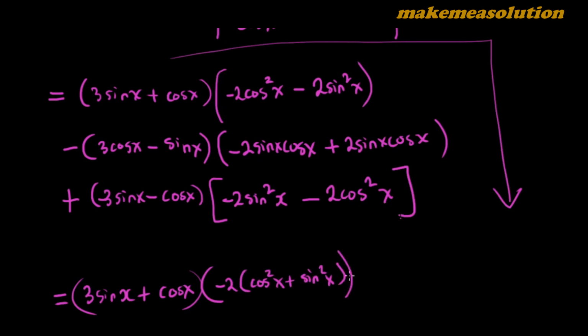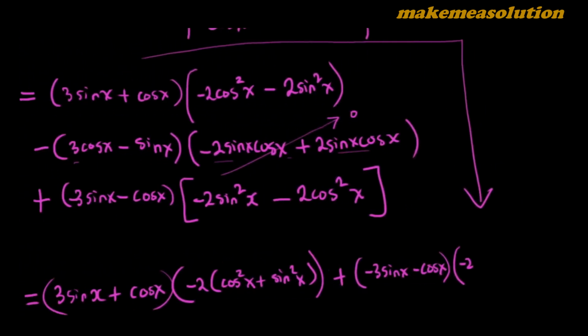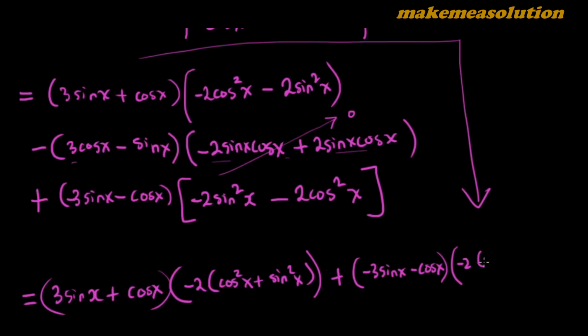Is that okay? Then this whole term, because of this part, resolves to 0, because they are similar algebraically. So 0 times this term is 0, so what we just have is this term here, minus 3 sine x minus cos x into minus 2 into, for this term, it will be sine squared x plus cos squared x, like this.